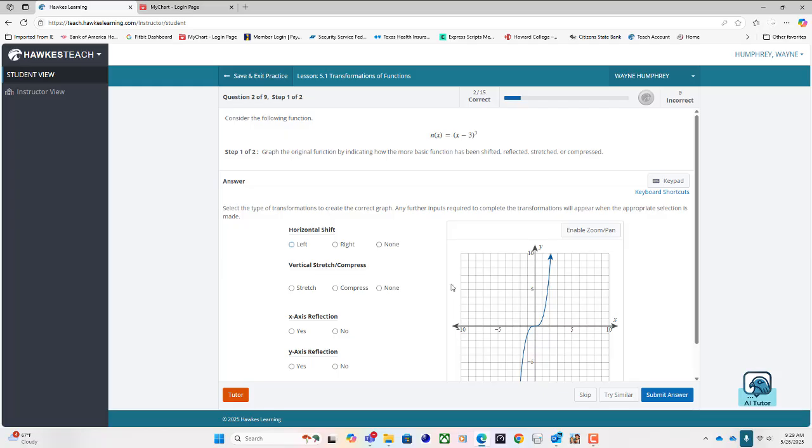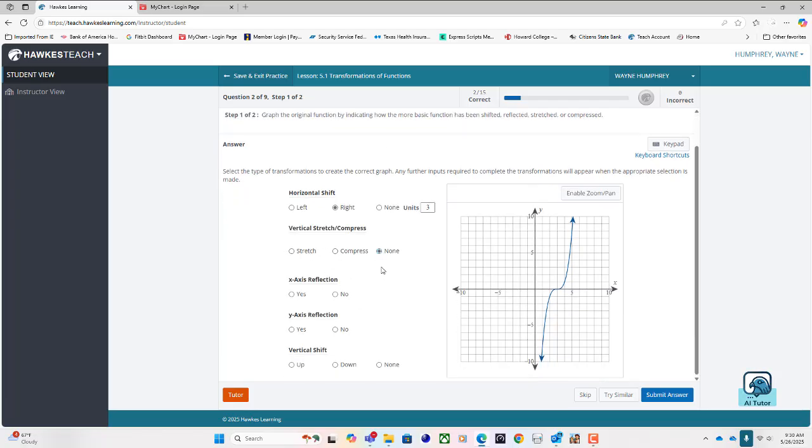Okay, and next it wants you to walk through the transformations. Now this one didn't have a whole lot of transformations in it. It's just subtracting 3 on the inside. So as we learned in the lesson, subtracting 3 means a horizontal shift to the right. So you would click the radio button and then you tell it 3 units to the right. See how the graph moved automatically? And then if it had any other transformations, you would go through and do the same process, but this one did not have any. So there's no reflections and no vertical shift as well.